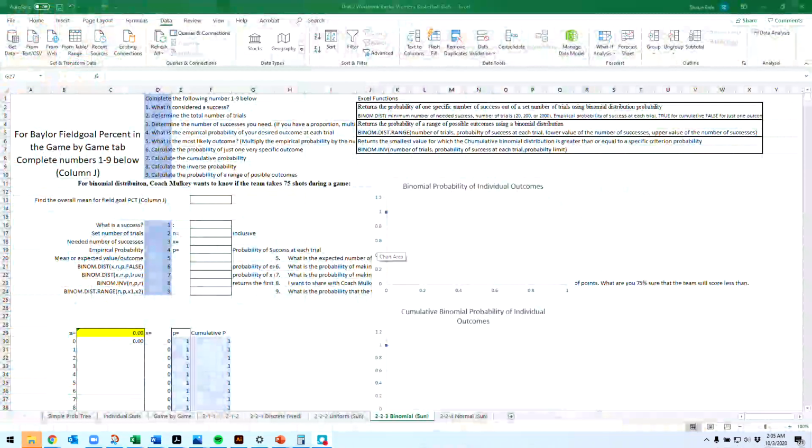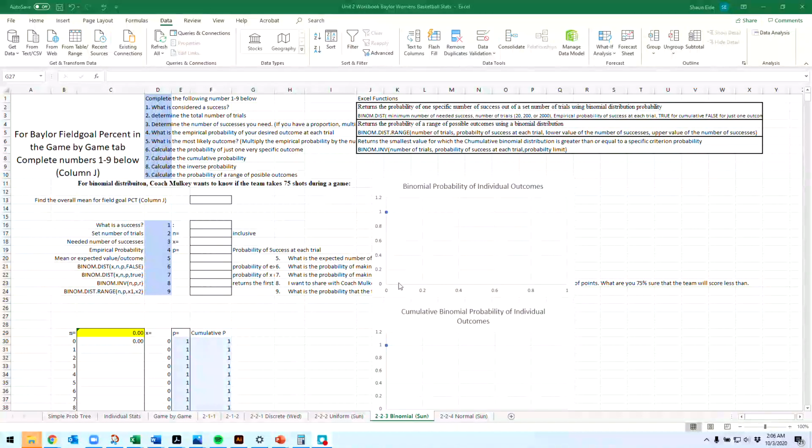So let's go ahead and take a look at how we would do this in Excel. I went ahead and pulled up the Unit 2 workbook for the Baylor women's basketball stats, and when I created this binomial sheet, I intentionally set it up for you to be able to answer pretty much any question. So what I want you to do is go ahead and create a copy of this sheet, and there's two ways that you can do this.